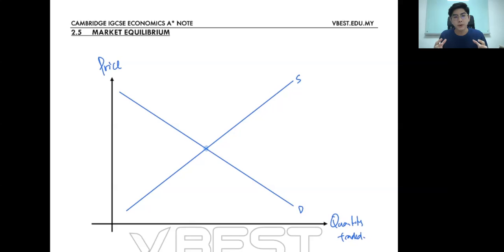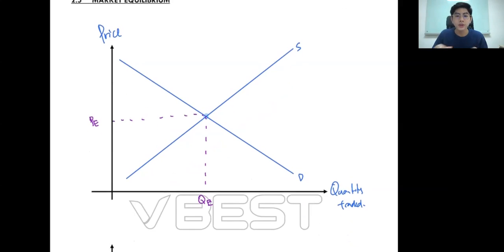What is meant by equilibrium point? It means that the buyer and seller agree to trade at this price at this specific quantity. So as you can see here, this is your equilibrium price, and this will be your equilibrium quantity. All right, so it's quite simple.